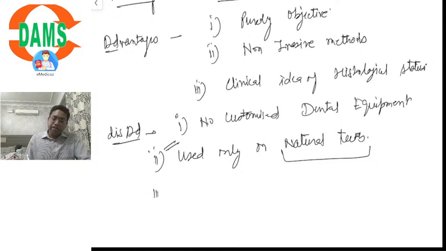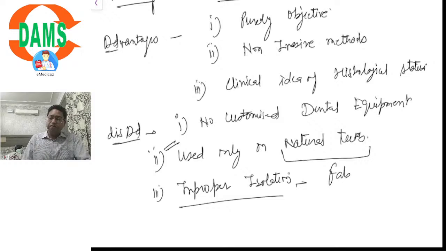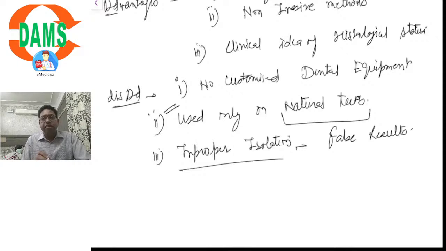And improper isolation. If we are not isolating the teeth, it can result in false results, just like in pulp sensibility testing. Why false results? Because whatever lasers we are using can penetrate the adjacent healthy teeth or the soft tissues and give rise to false readings. So isolation is very important whether we are doing pulp vitality testing or pulp sensibility testing.